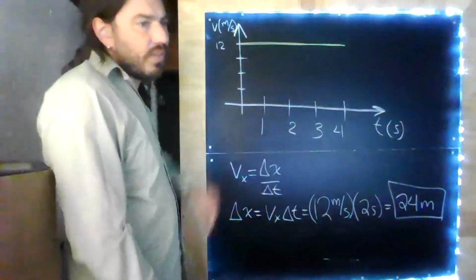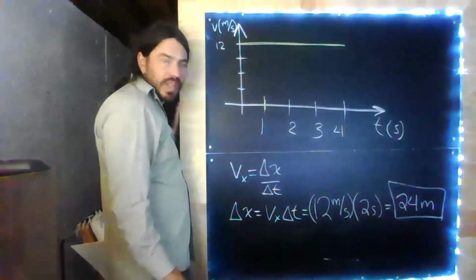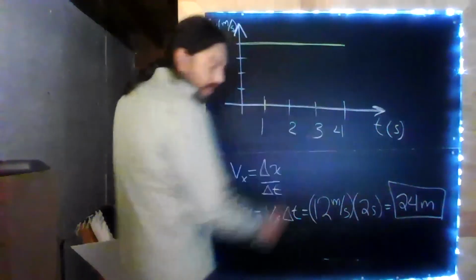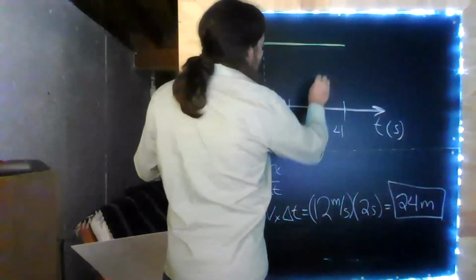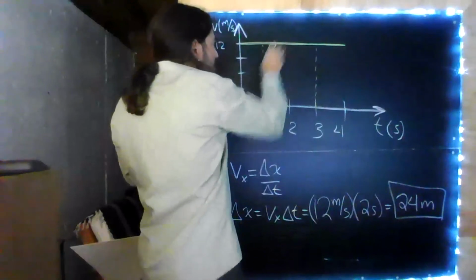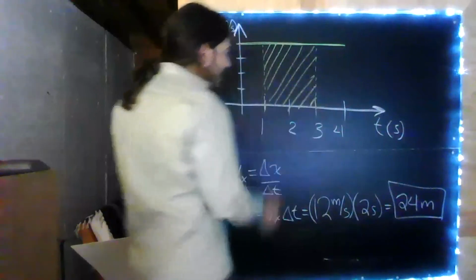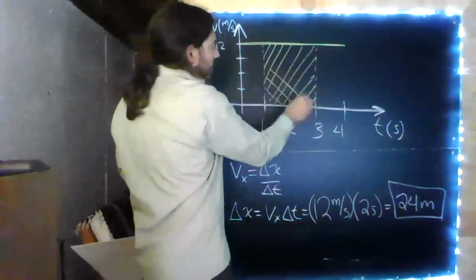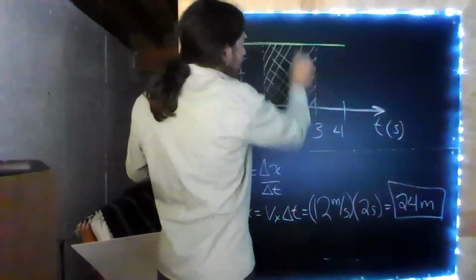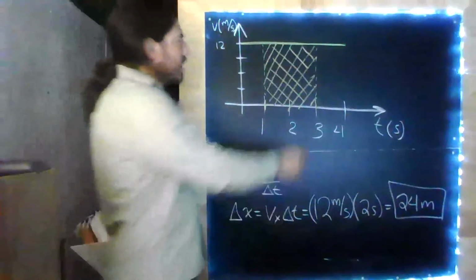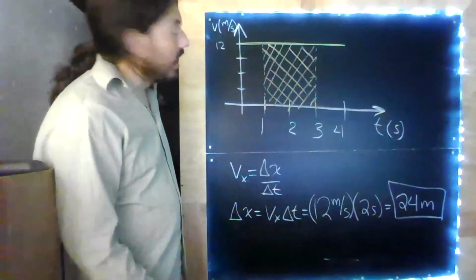Notice that we are looking for how far did the car travel between 1 second and 3 seconds. Okay, so between 1 second and 3 seconds. Well, let's just shade this area here. Let's find the area of that triangle. That's not a triangle. That's a rectangle type object. Okay, so there we go. There's my shaded area. Let's find the area of that area.